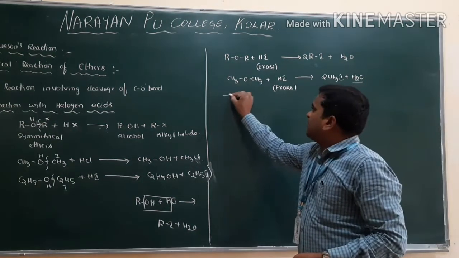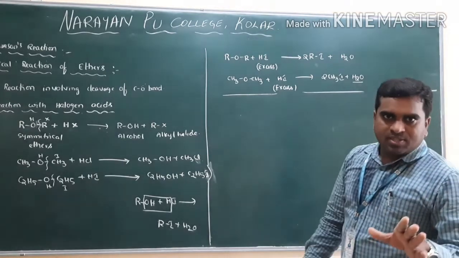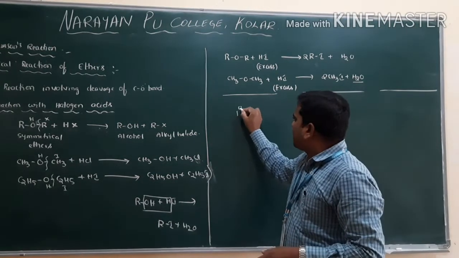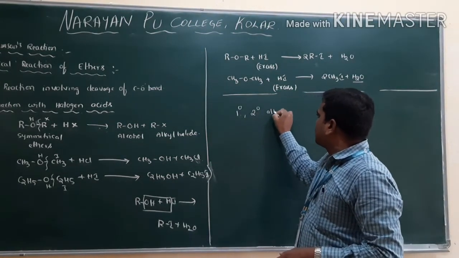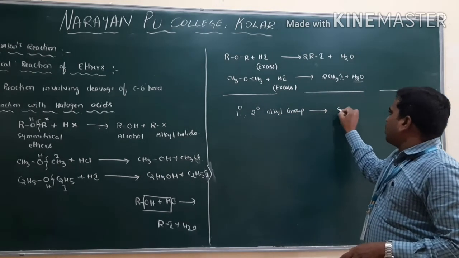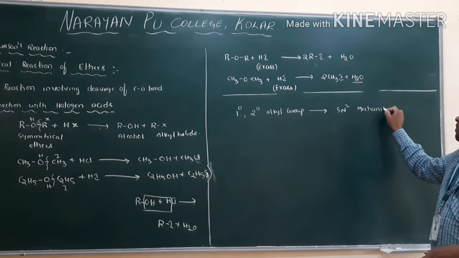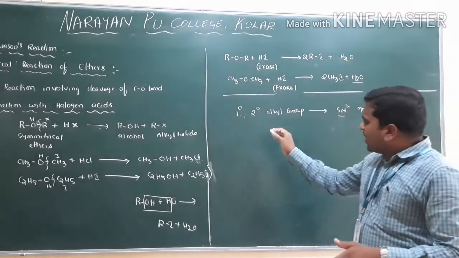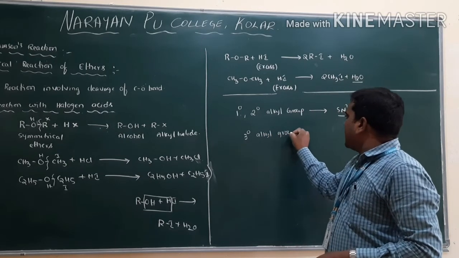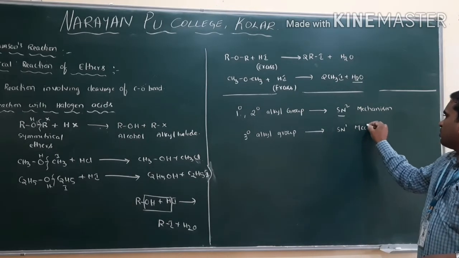But the problem comes with unsymmetrical ethers. Clear? Before going to that, I will roughly give here: whenever a primary and a secondary alkyl group are there in the ether, they follow the SN2 mechanism, meaning the product is formed by the SN2 mechanism. If any one of the alkyl groups is a tertiary alkyl group, the product is formed by the SN1 mechanism. This you have to remember.